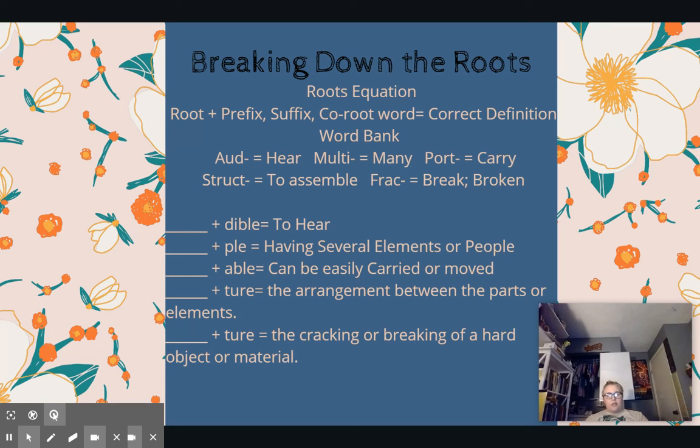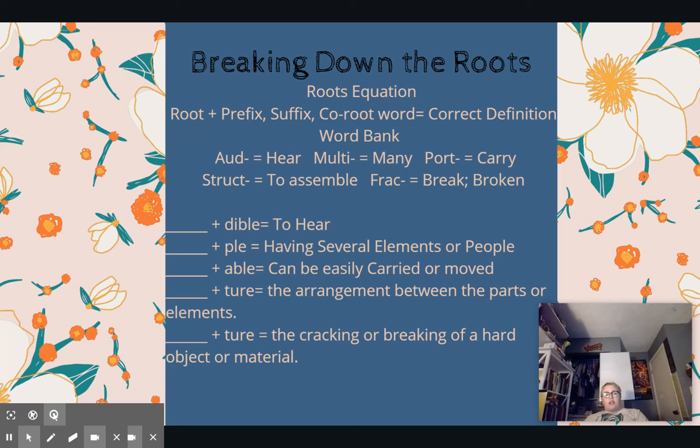So as we're going through these, for the first one we're looking for the root for the definition 'to hear.' The second is the definition having several elements or people. For the third one, we have 'can be easily carried or moved.' For the fourth one, it's the arrangement between the parts or elements. And then for the fifth one, it's the cracking or breaking of a hard object or material. So like I said, these should be pretty simple, at least for the first three.